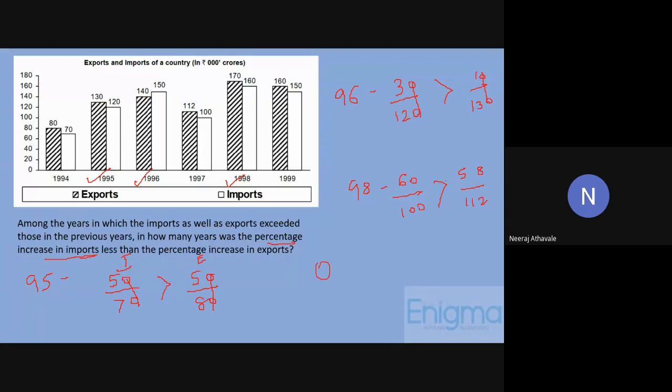I guess everyone has understood. Yes, sir. I took the reverse for the imports and exports. That's why I got it wrong. Oh, okay. So be careful.